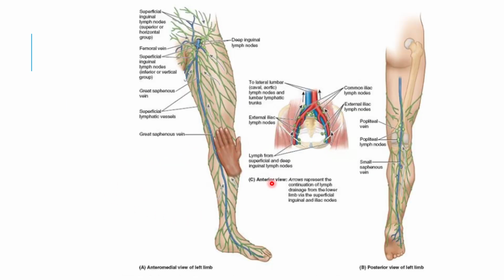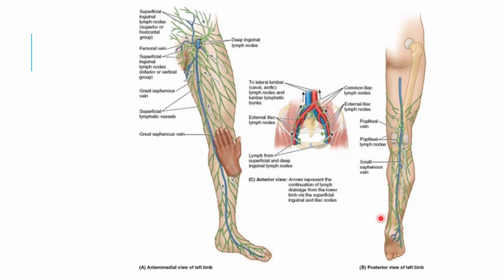Again the same diagram. See here, this is the great saphenous vein. I will revise everything. All lymphatic vessels which are along the great saphenous vein will ultimately drain in the superficial inguinal lymph nodes, the superior group and the inferior group, and the deep inguinal lymph nodes. Deep inguinal lymph nodes are around the femoral vein. Then from the deep inguinal lymph nodes and the superficial inguinal lymph nodes, they will come toward the external iliac lymph nodes, then to the common iliac lymph nodes, and then to the lumbar lymphatic trunk.